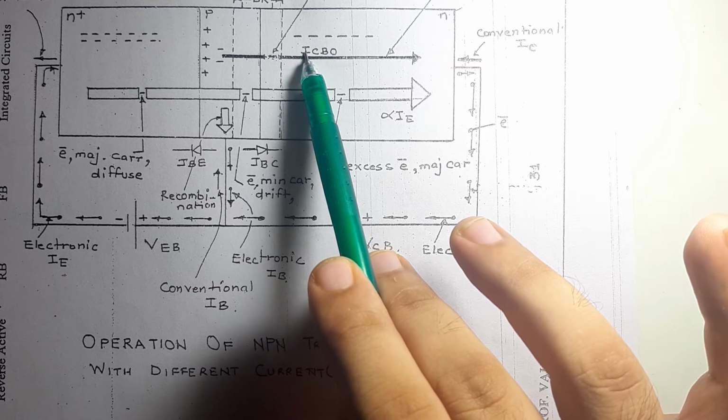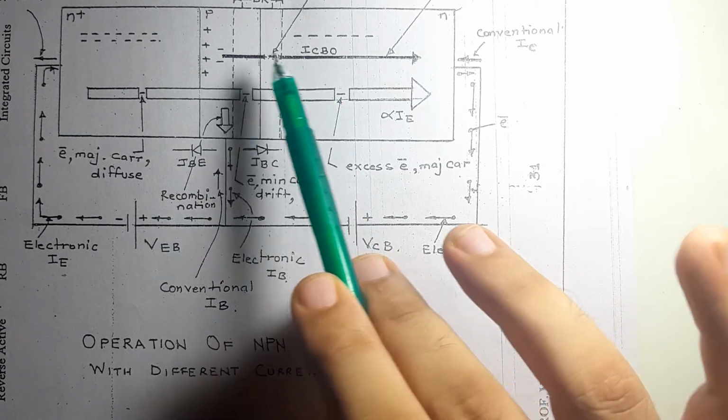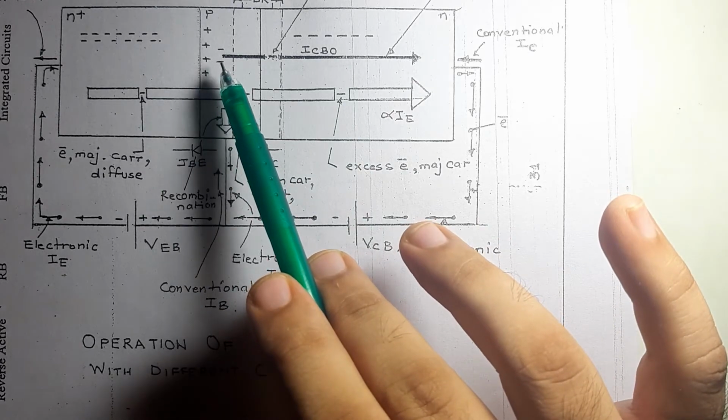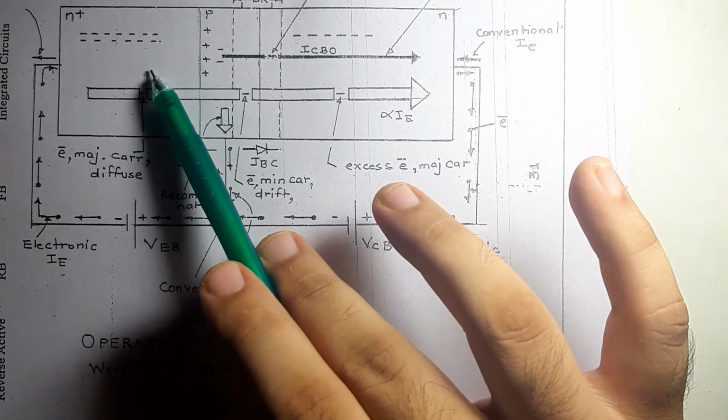I stands for conventional leakage current flowing from collector to base. The current is flowing from collector to base, wherein the electron is traveling from base to collector, keeping the third terminal, that is the emitter, open.